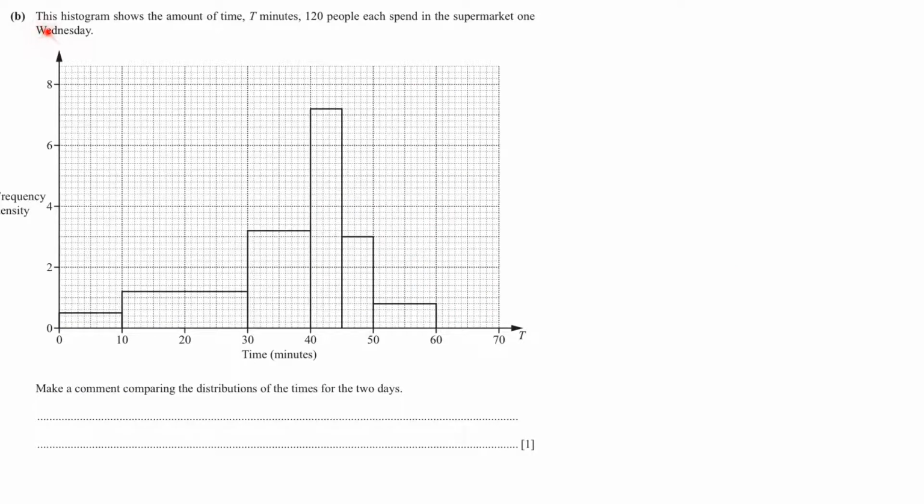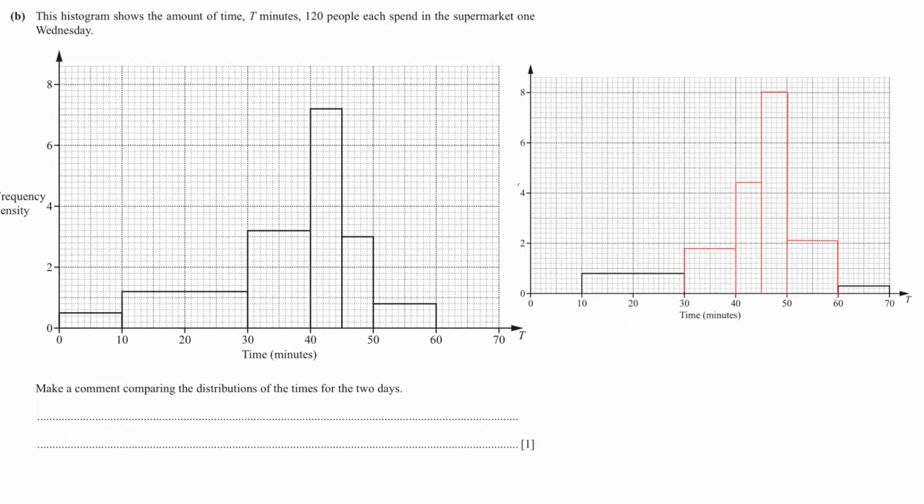Part B. This histogram shows the amount of time, T minutes, 120 people each spend in the supermarket one Wednesday. Make a comment comparing the distribution of the times for the 2 days. So let's look at both the histograms together. What can you see? You can make any general comment.